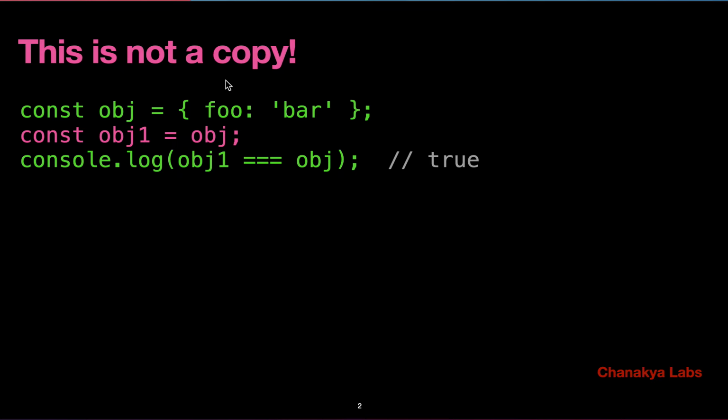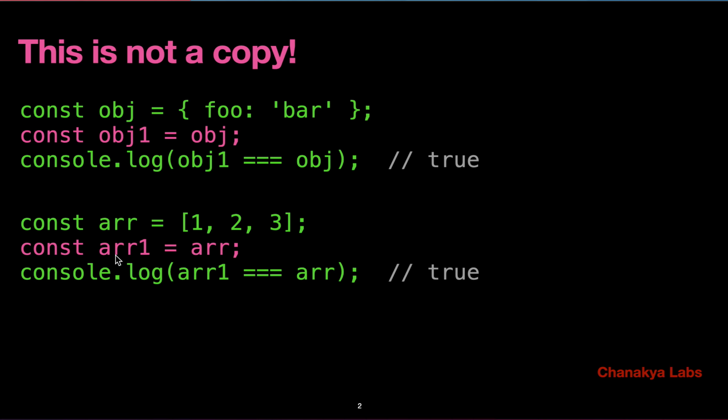For considering it to be a copy, the first and foremost requirement is that their base addresses should be different, which means they should be different objects. Their base address, the location in memory where they are located, should be different, right? Here it is clearly visible that both are the same. Similarly, in the case of an array, if we do arr1 is equal to arr, then again arr1 and arr both point to the same array, and that is proven if you print arr1 is equal to arr: it will print true, which means again this is not a copy, right? Now, having understood what is not a copy, let's understand what is a copy.